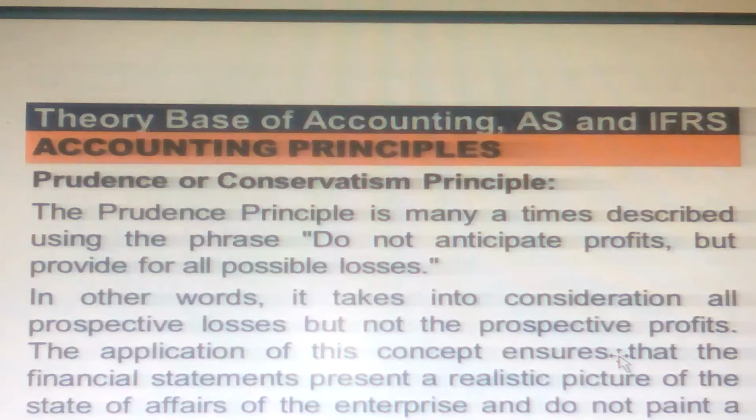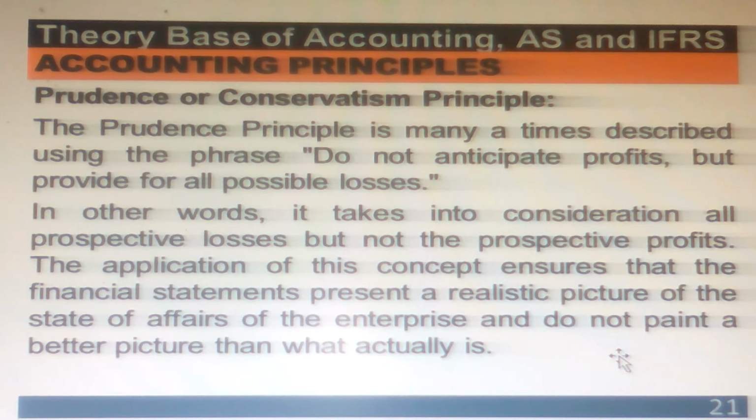Okay, that's why once again, what is the prudence principle? The main concept here is, don't anticipate profits, but provide for all possible losses. Whether we are going to earn profit or not, definitely we want to account for our losses. Correct. That is the main concept here. That's why it is called conservatism or prudence concept. It takes into consideration all the prospective losses, but not the prospective profits.